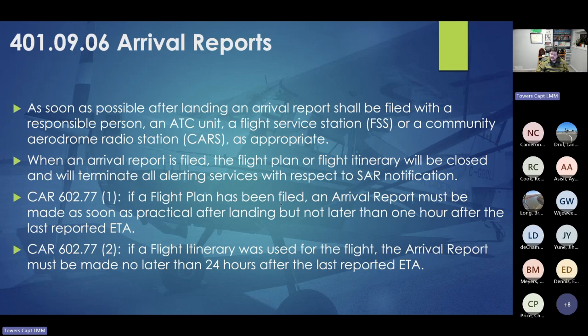So basically, you know the deadlines for when they'll start sending search and rescue. It's your responsibility to make sure you're filing that arrival report as soon as possible, but definitely no later than what would have triggered those search and rescue responses.